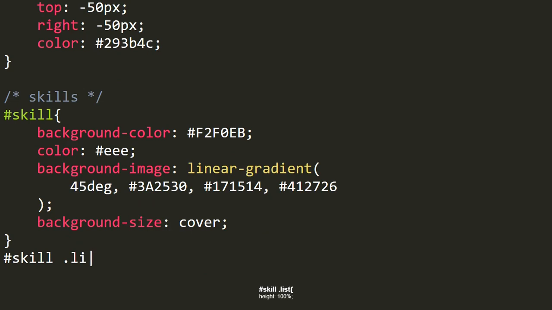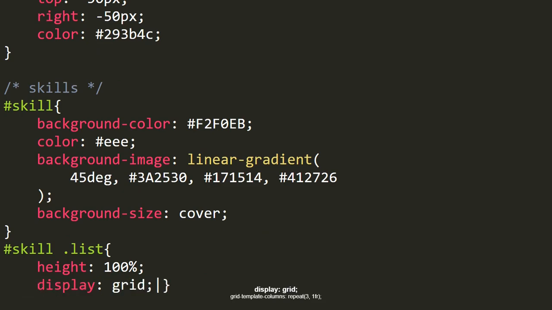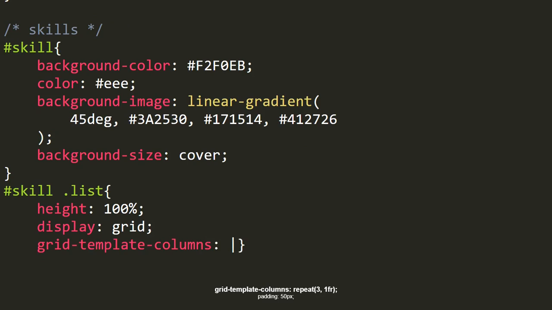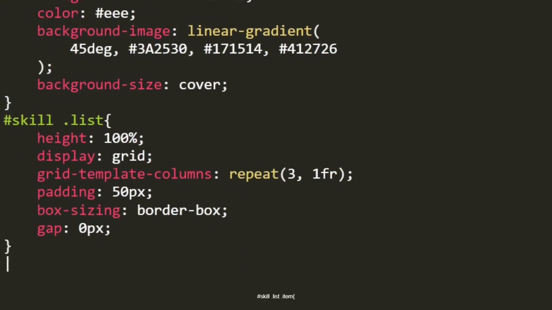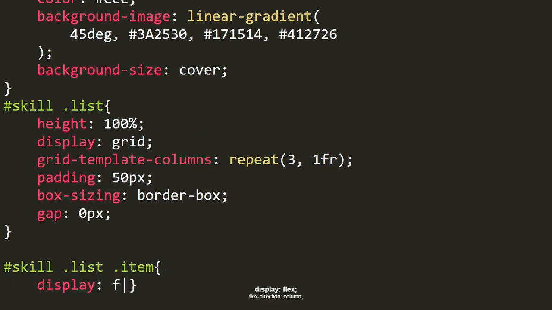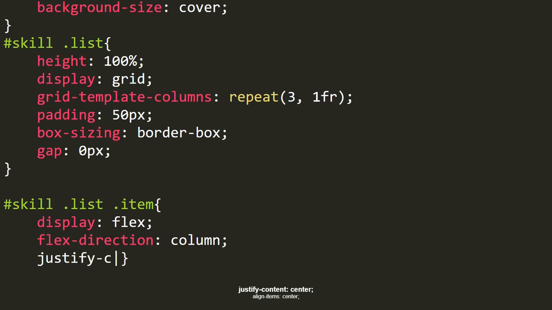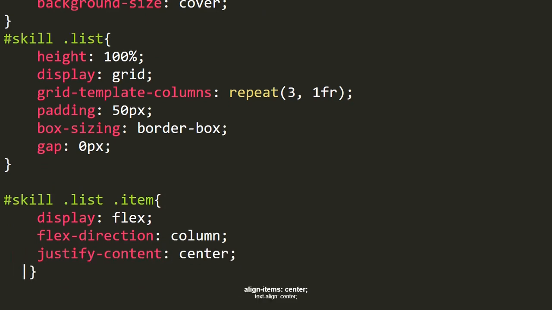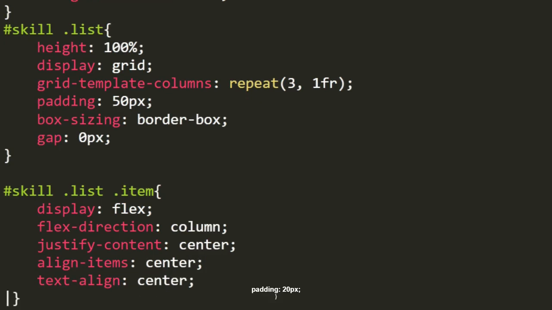skill .list: height 100, display grid, grid template columns repeat 3, 1fr, padding 50px, box sizing border box, gap. skill .list .item: display flex, flex direction column, justify content center, align items center, text align center, padding 20px.